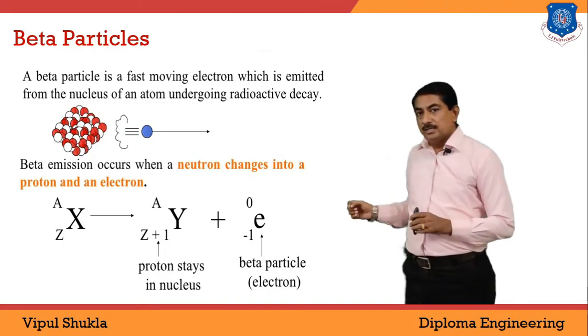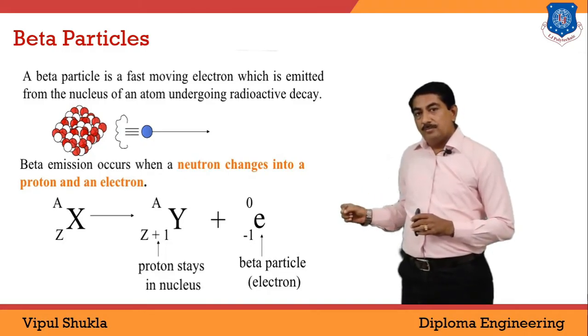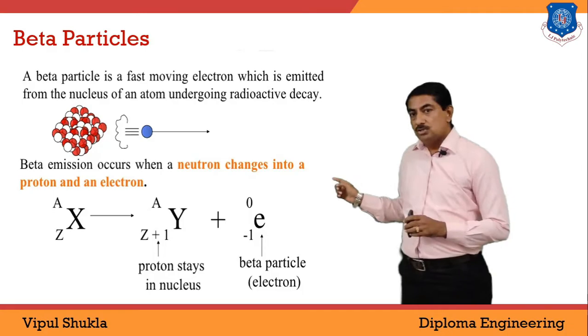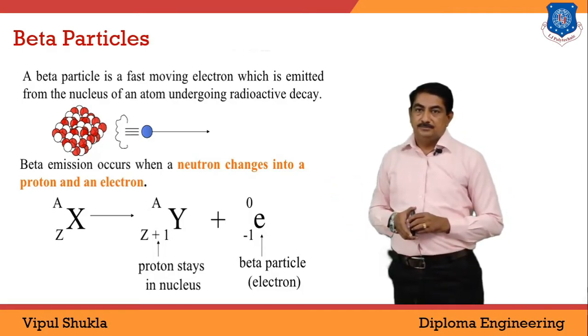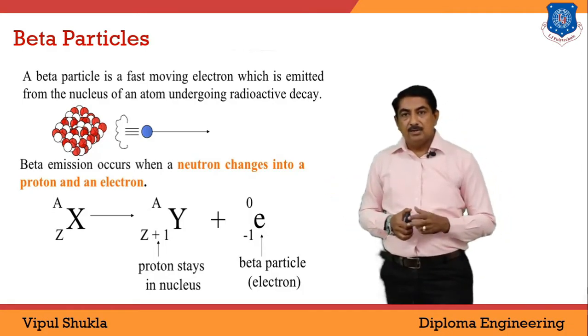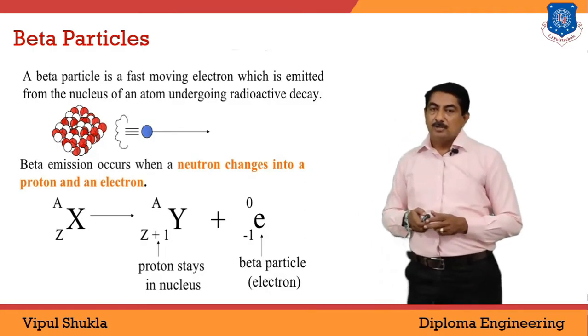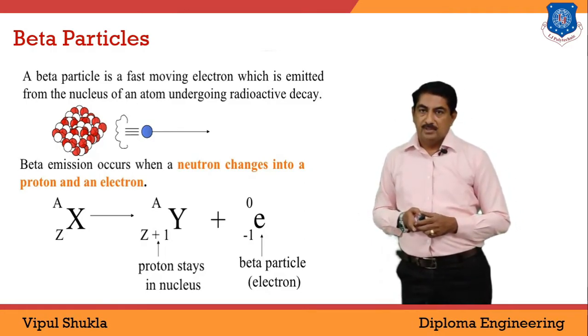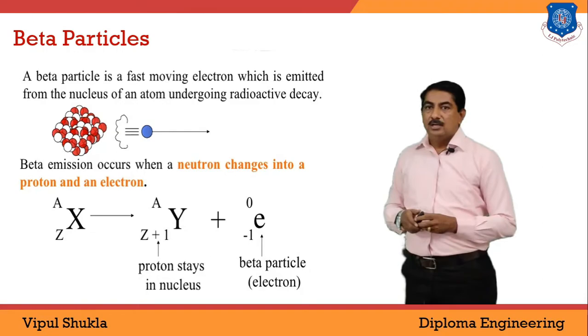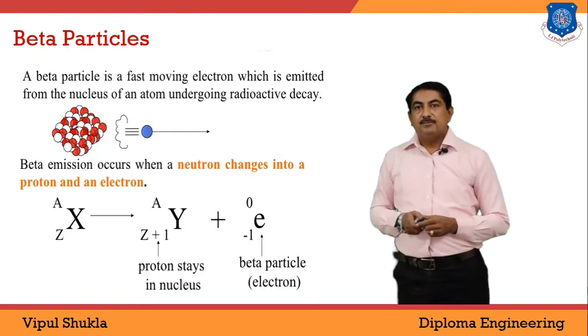And look here, during the emission of beta particles, there is no change in atomic mass. So the atomic mass of the parent nucleus is the same as the atomic mass of the daughter nucleus. This is the emission of beta particles, or we can say emission of electrons.